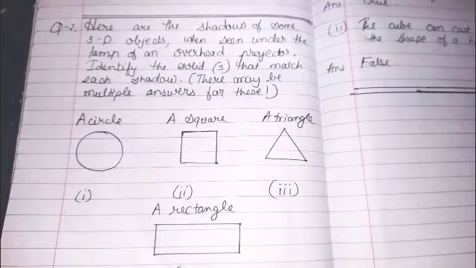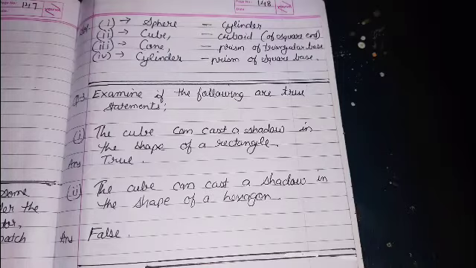Now let us see. A sphere or a cylinder has a circular shadow, then a cube or cuboid with a square end has a square shadow, then a cone and a prism with a triangular base have a triangular shadow, then a cylinder and a prism with a square base have a rectangular shadow. Now the next question is, examine whether the following statements are true or not.